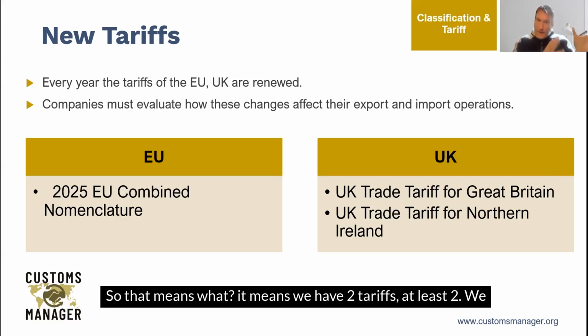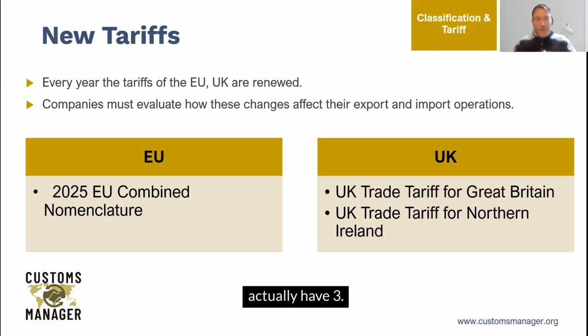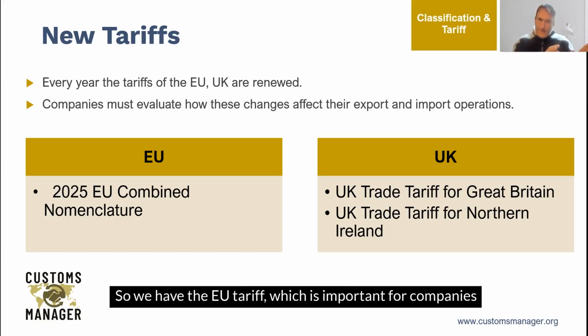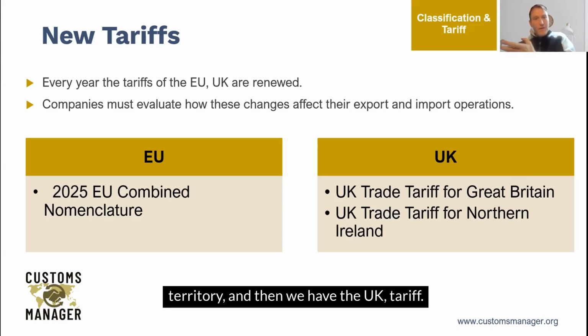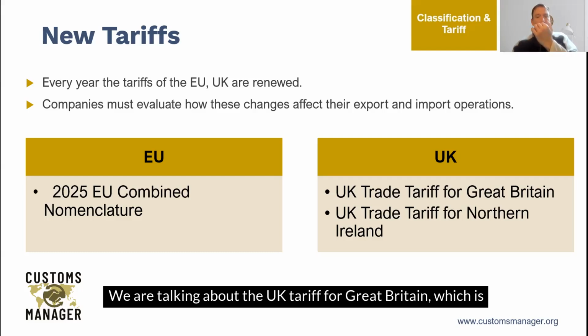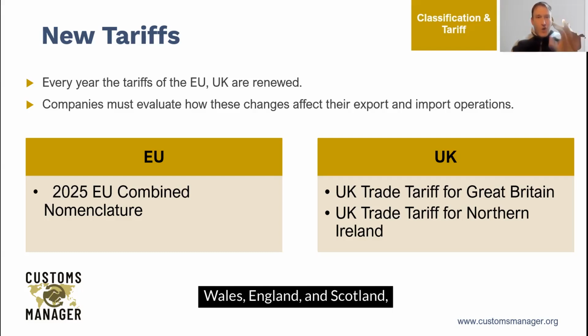It means we have two tariffs, at least two, we actually have three. So we have the EU tariff, which is important for companies importing into the EU territory and exporting out of the EU territory. And then we have the UK tariff. We are talking about the UK tariff for Great Britain, which is Wales, England, and Scotland. And then we have Northern Ireland.